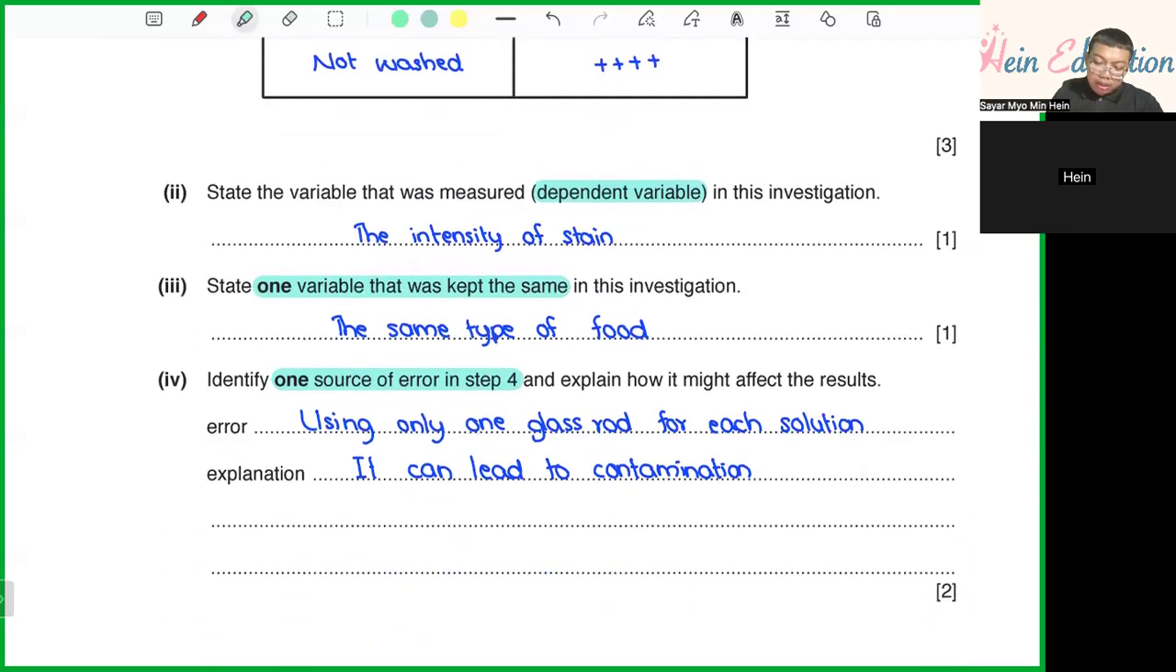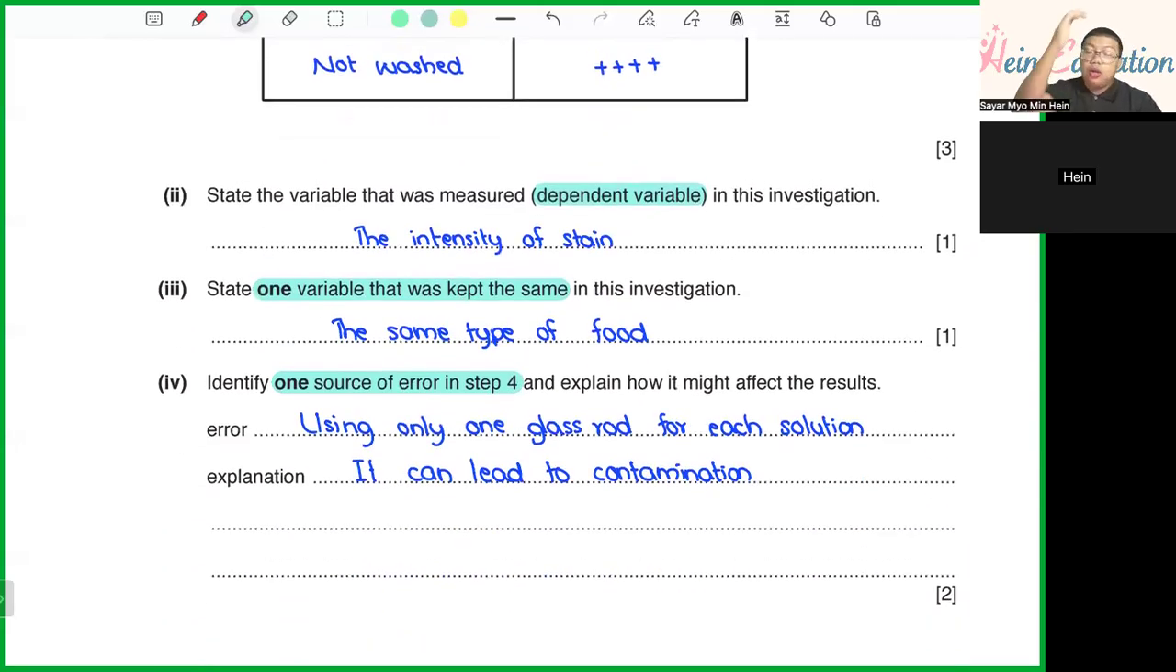And then they ask you about the dependent variable. Throughout the question reading, we already stated that the dependent variable is the intensity of the stain. They only ask for one variable, but we identify at least two variables that were kept the same. So I chose to answer the same type of food, or the same type of stain they used, as the one variable that was kept the same in this investigation.